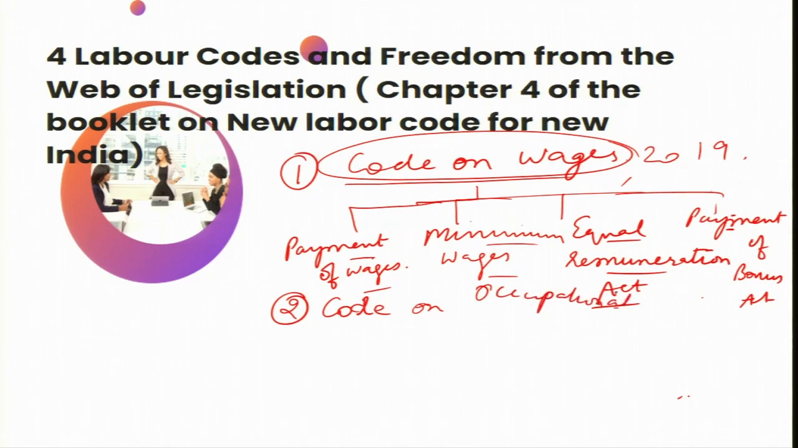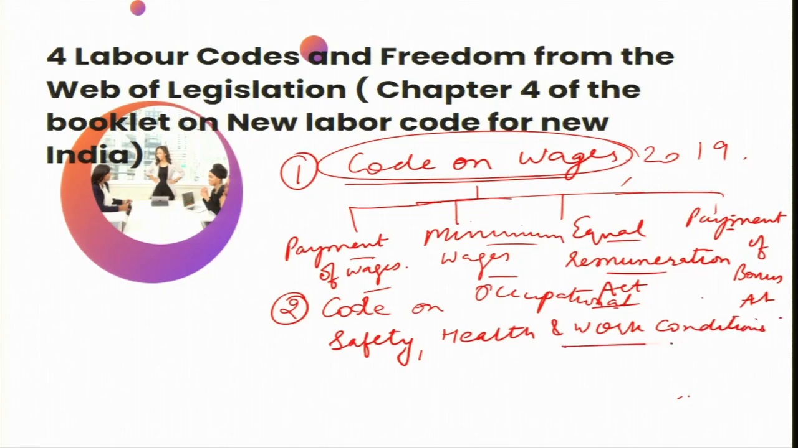Then the second code, I must say, which has come into the picture, is the code on occupational safety, health and working conditions. So basically this Occupational Safety, Health and Working Conditions Code 2020 is again an amalgamation of around 13 laws. There are 13 laws which have been amalgamated under this, and some specific things have been repealed as a part of it. So it's a very, very comprehensive framework for ensuring occupational safety, health and working conditions to the workers. So this is called the Code on Occupational Safety, Health and Working Conditions, 2020.